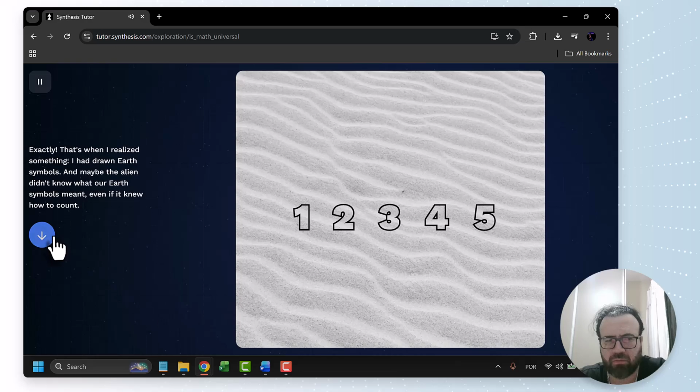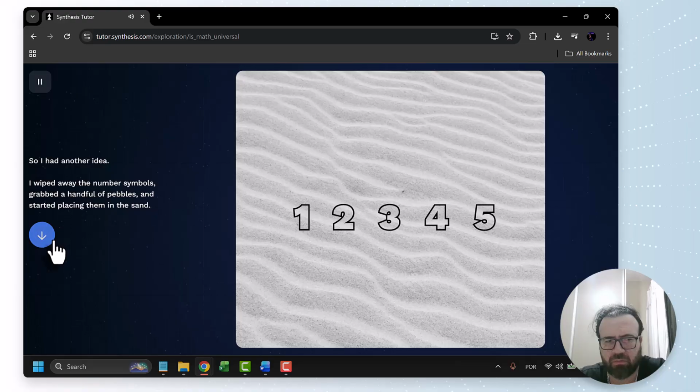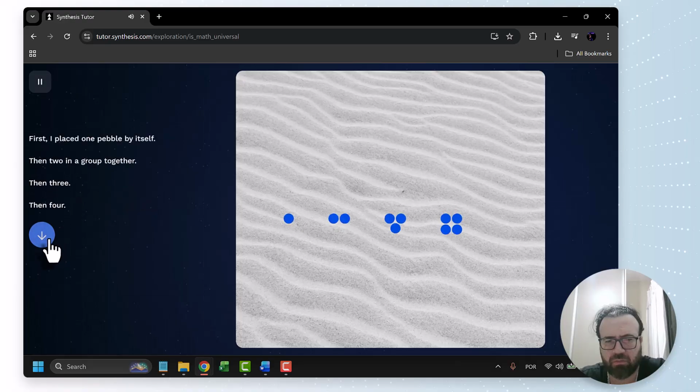Exactly. That's when I realized something. I had drawn Earth symbols, and maybe the alien didn't know what our Earth symbols meant, even if it knew how to count. So I had another idea. I wiped away the number symbols and grabbed a handful of pebbles. First, I placed 1 pebble by itself, then 2.